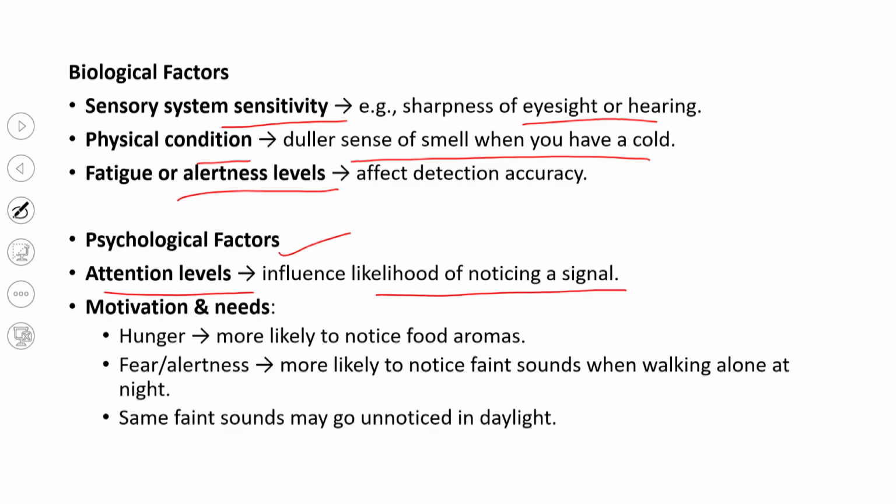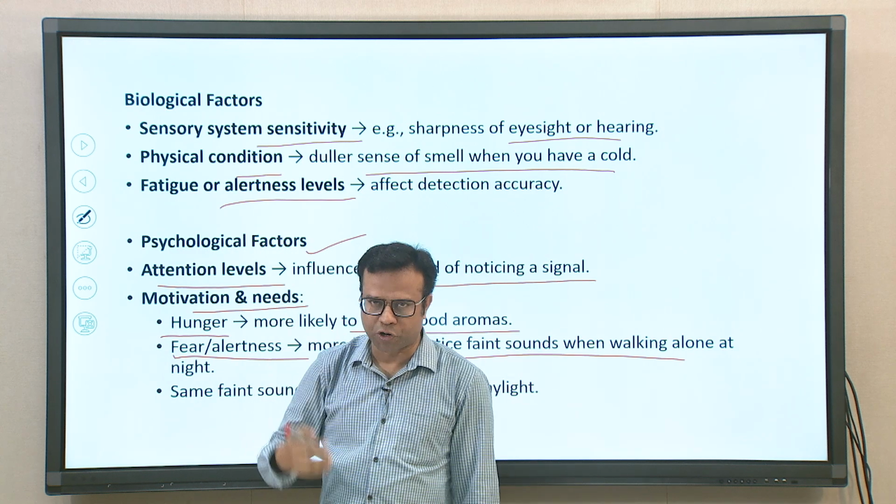If you are not attentive, you will not even notice high intensity stimulation. Certain motivational factors will also influence detection. For example, if somebody is hungry, they are more likely to notice food aromas, because the biology is propelling them to notice it, or psychologically, the hunger will propel them to detect those things which can fulfill their hunger. If somebody has fear, they are more likely to notice a faint sound when walking alone, because they are fearful. Even the faintest sound they may notice.